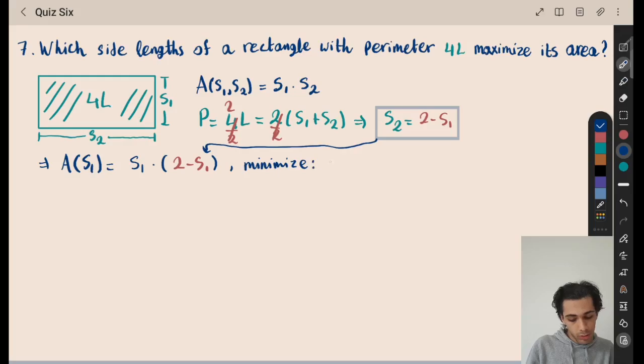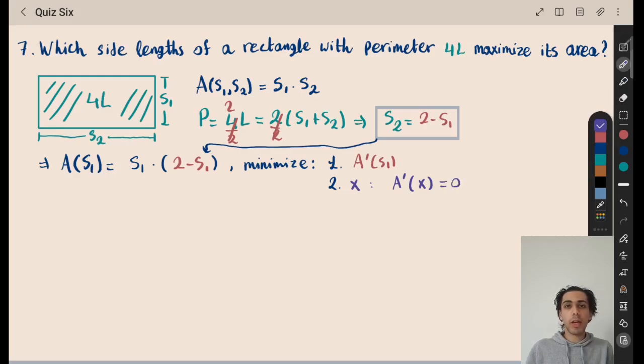Now, to optimize this, we need to do two things. We need to find the derivative of the area and then find the value which makes the derivative equal to 0. That's how we optimize. So the first thing we can do here is find the derivative of A. This is a function in S1, so we can differentiate with respect to S1.